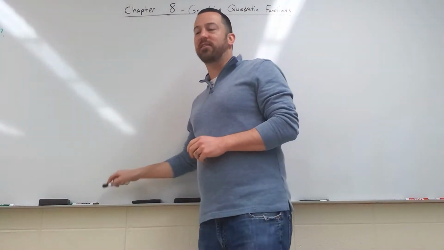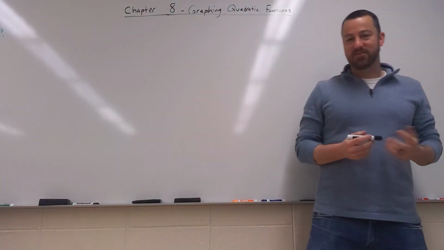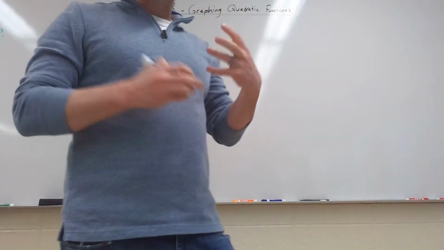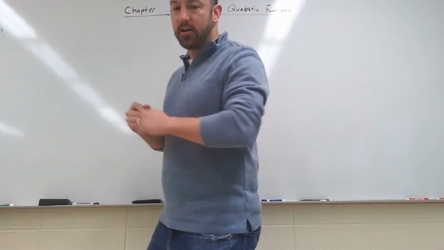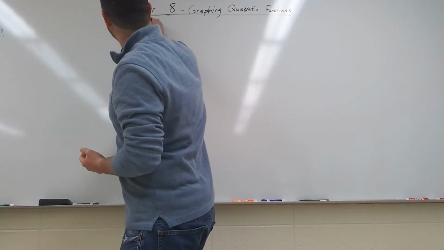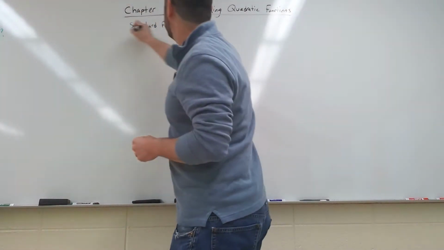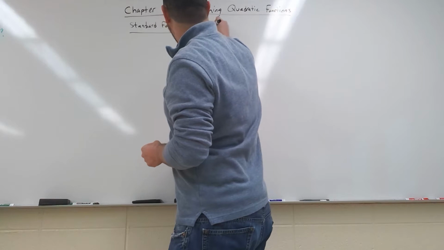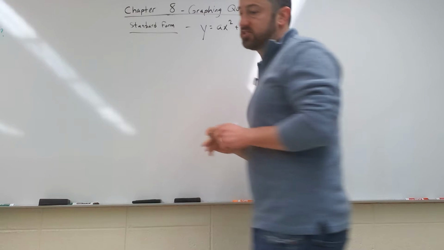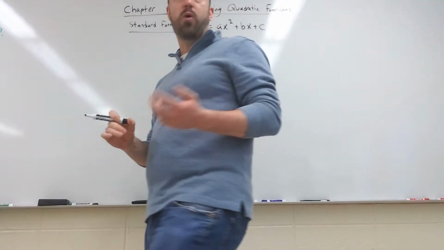We're graphing quadratic functions. All right, so you may be asking, what is a quadratic function? A quadratic function is anything that has an x squared in it. All right, and we're going to look at our standard form for a quadratic function, which is y equals ax squared plus bx plus c. As you can see, this has an x squared, so it's a quadratic function.